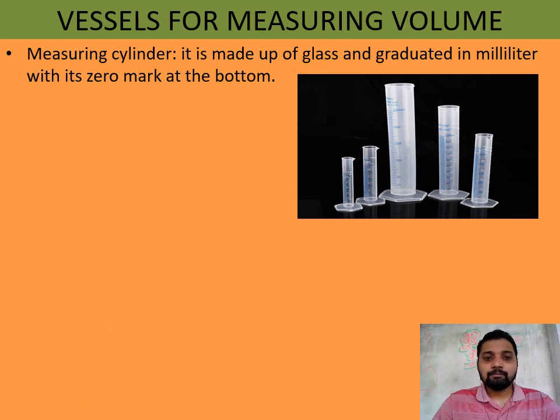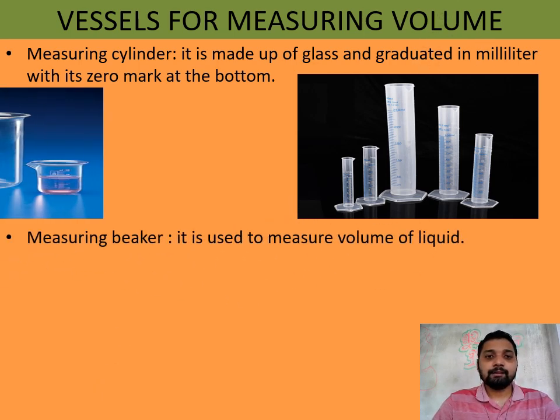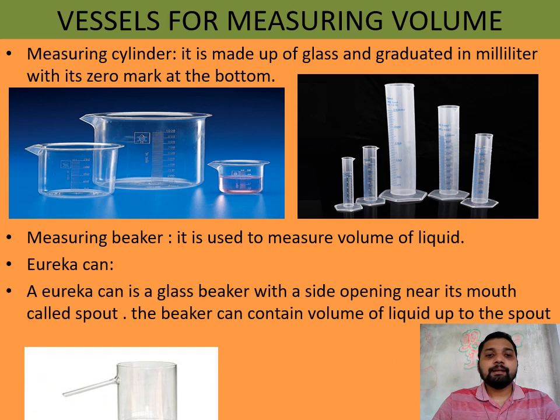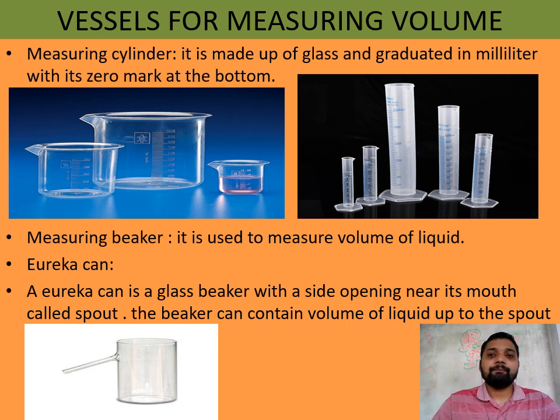If we want to measure a larger volume of liquid, we take the help of a measuring beaker. In that case we can measure 250 ml or 500 ml. Another vessel we also use, of fixed volume, is called a Eureka can. The Eureka can is used to measure the volume of liquid, but it is a little different compared to the measuring cylinder and measuring beaker.